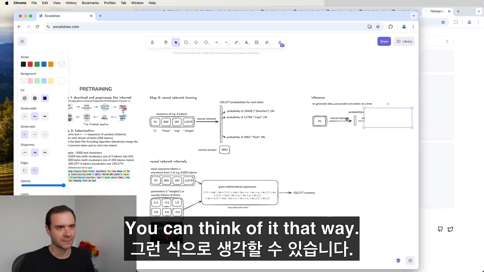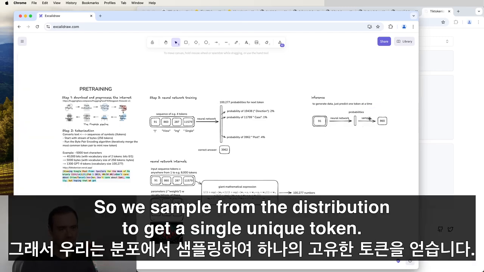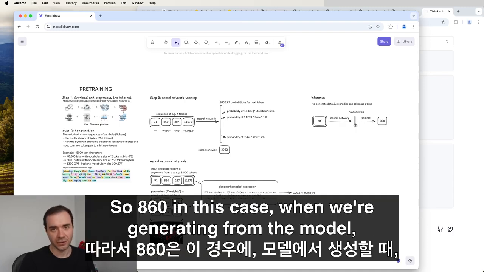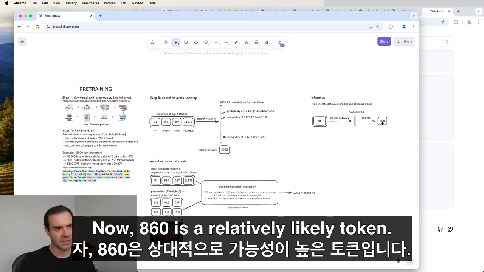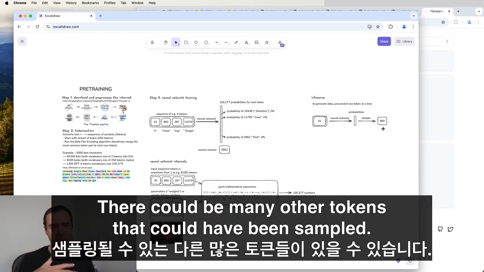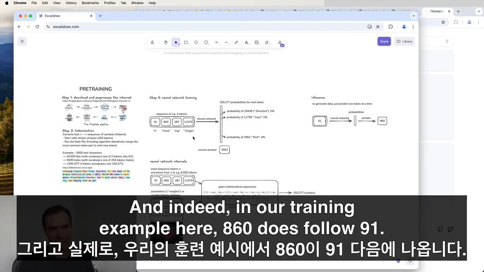You can think of it that way. So we sample from the distribution to get a single unique token. For example, token 860 comes next. So 860, in this case, when we're generating from the model, could come next. Now 860 is a relatively likely token. It might not be the only possible token in this case. There could be many other tokens that could have been sampled, but we can see that 860 is a relatively likely token as an example. And indeed, in our training example here, 860 does follow 91.